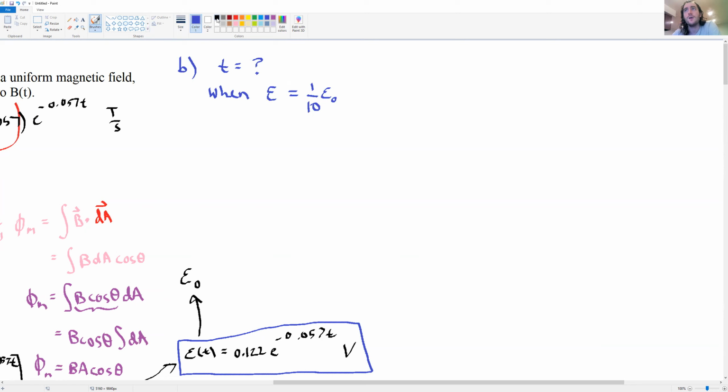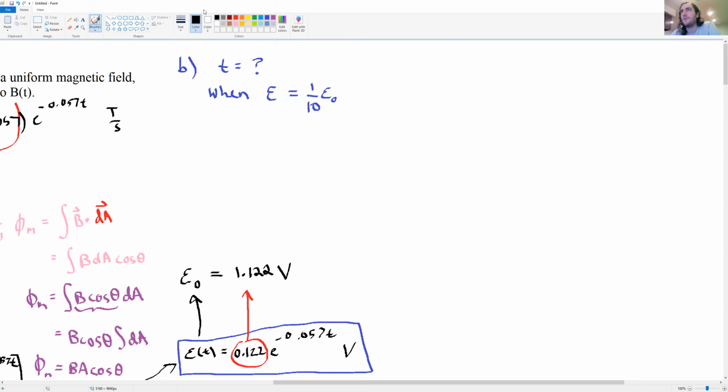We can now see what the initial value was, and I actually didn't finish writing that. It's this coefficient right here. Maybe let me put it in red. This coefficient right there with units of volts is the initial EMF. Because if we were to plug in t equals 0, the exponential will become 1, right? E to the 0, and we're left with 0.122 volts.